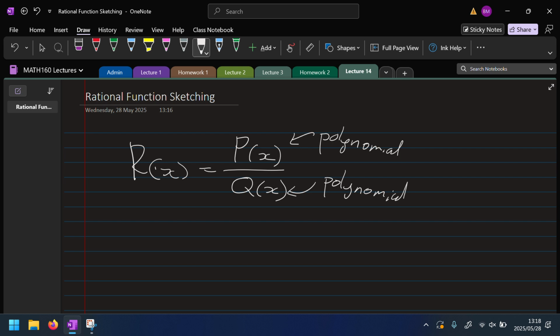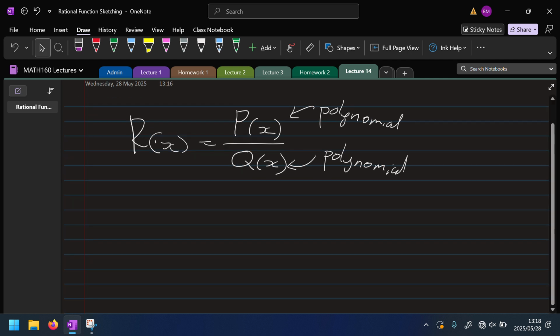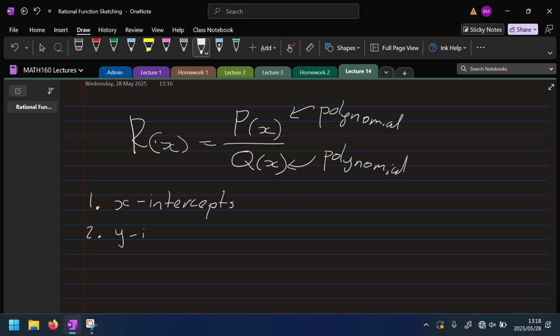So we want to figure out some steps that you can follow to do a rough sketch of these. Before, we had a list of things that we could find that would help connect the dots and give us the sketch. I'll list them here, and then we're going to add two new things that we need to find for these cases. Number one, you would look for the x-intercepts. Number two, you would look for the y-intercepts.